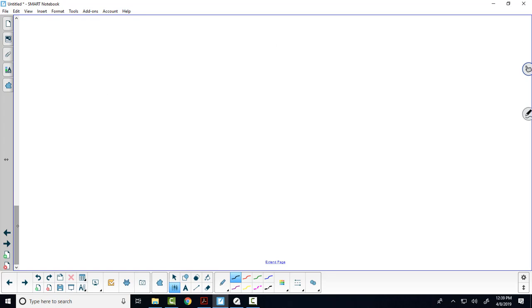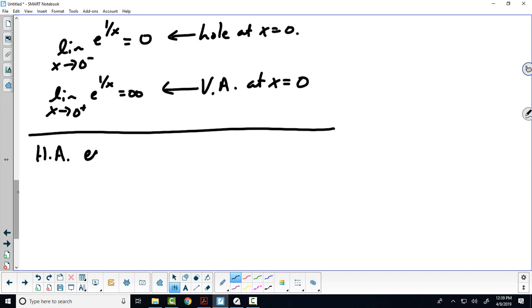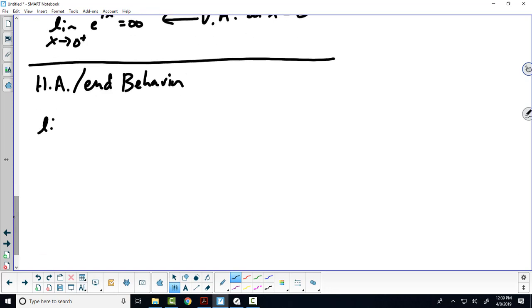Okay, so the next thing I want to look at is the long-term behavior of the graph. We've answered the question, are there any vertical asymptotes and holes, and we found yes, both at 0. So now we want to look at horizontal asymptotes, or the end behavior. So what do we want to do here? Let's look at the limit as x approaches infinity of e to the 1 over x. Again, we'll play that game one more time with the substitution. So we've got the limit as u approaches something, but this will be of e to the u.